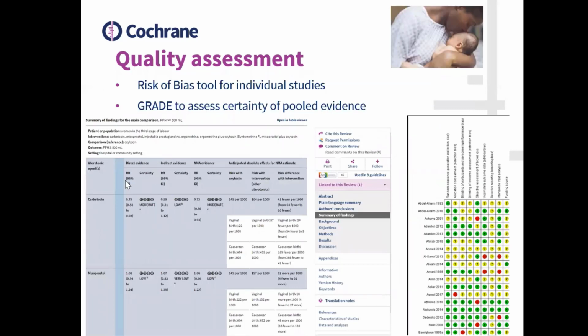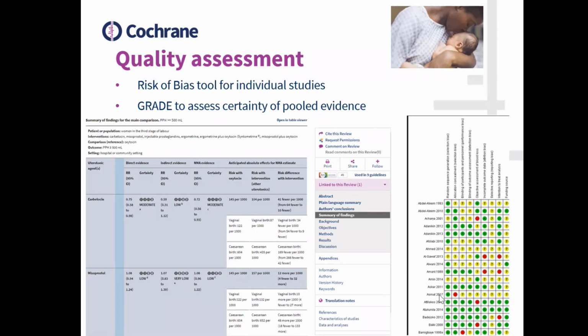So going back to the uterotonics review, this was their summary of findings table and the outcome for postpartum hemorrhage. So you can see they just constructed one table for that outcome. And then their reference was oxytocin, and it has the different comparators here. And again, here they've done it a bit differently. They've presented direct evidence, indirect evidence, the network meta-analysis result, and the anticipated absolute effects as well, and the certainty obviously as well.